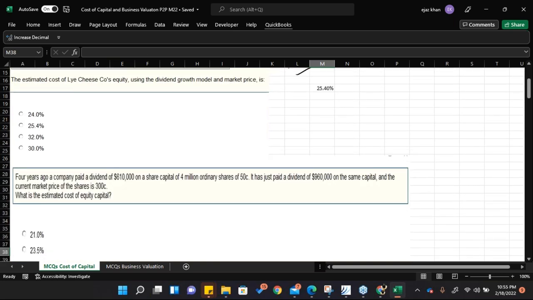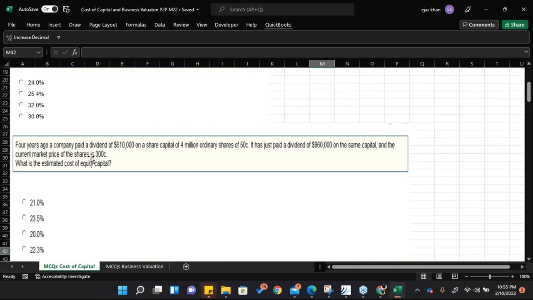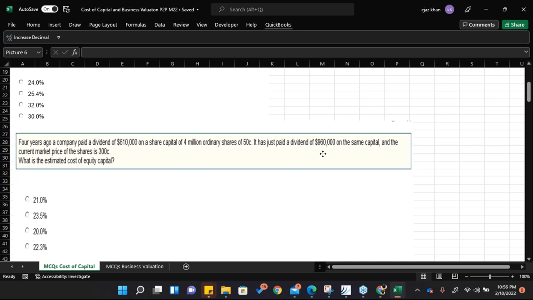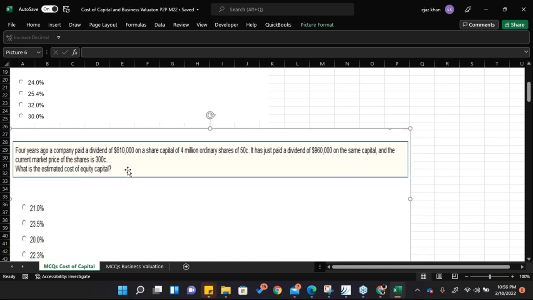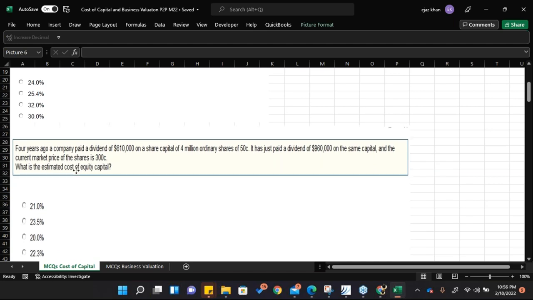The next one. 4 years ago, a company paid a dividend of 610,000 on a share capital of 4 million ordinary shares of 50 cents each. It has just paid a dividend of 960,000 on the same capital, and the current market price of the share is 300 cents. What is the estimated cost of equity?